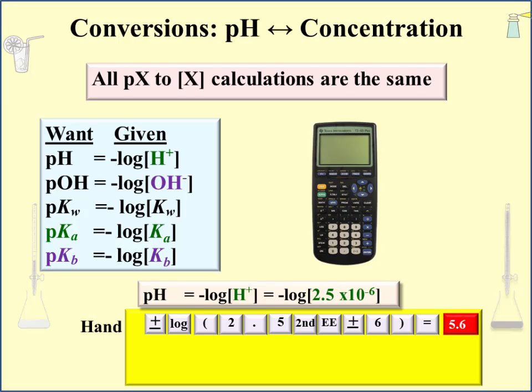5.6 should come up. A word or two about EE. For some calculators, it is a second function button. For some, it is not. For some, it is given as small ee or exp. This button simply has to be learned on your particular calculator.